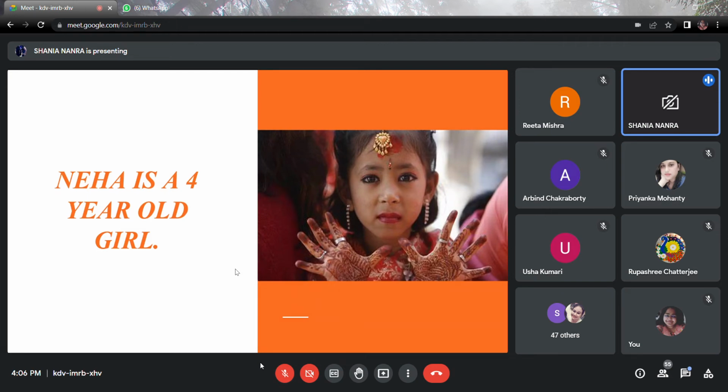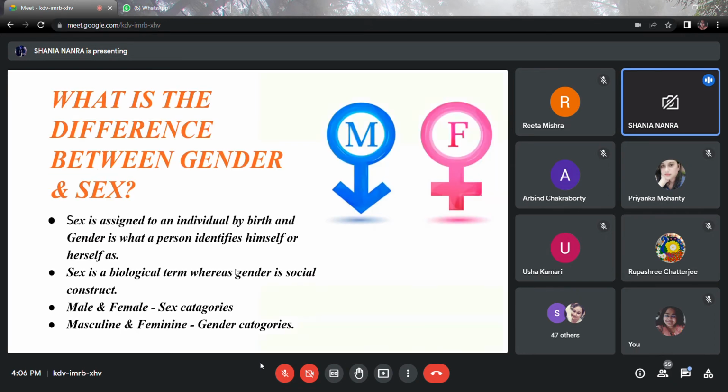Gender sensitivity, today's topic, would basically make you more aware of certain gender issues which are there in society, which must be acknowledged by us as teachers, because we are the facilitators of change. So if we have more knowledge about these sensitive issues, we would nurture a child in that particular way.